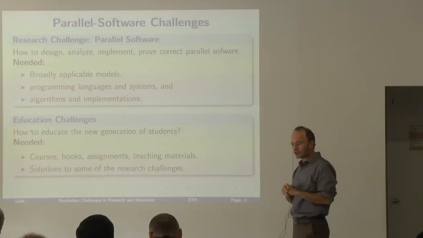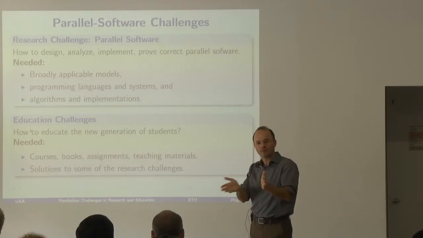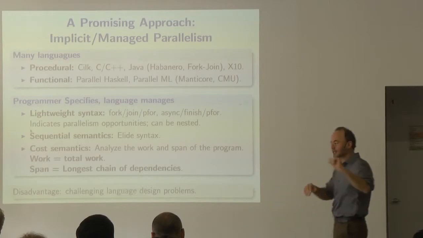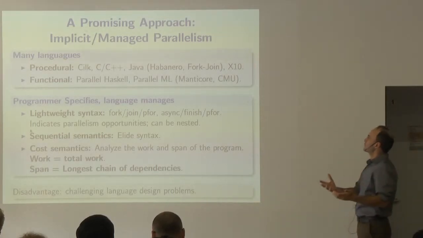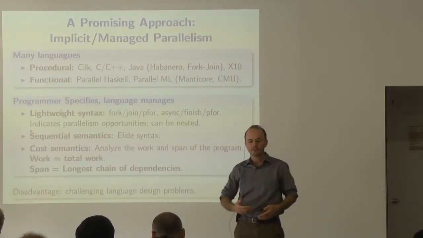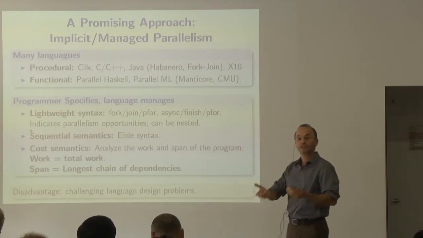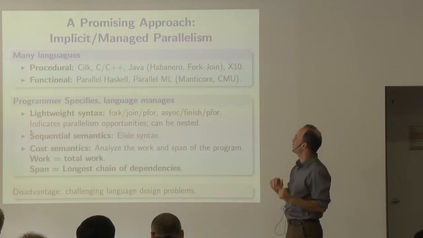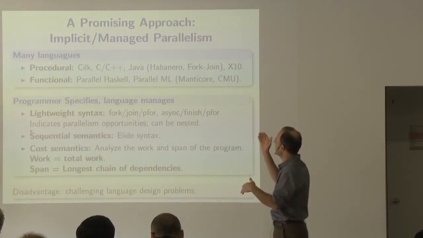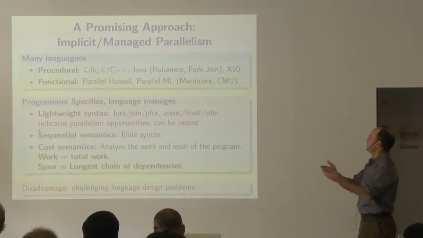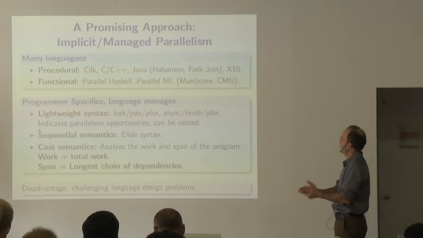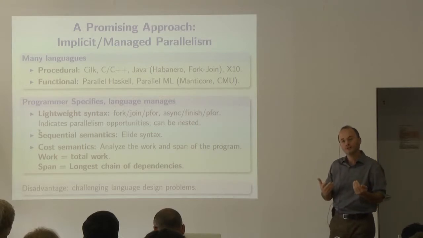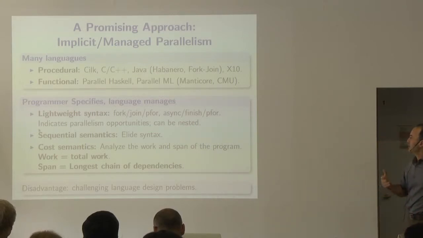So anyway, we've been working on this. In this talk, I'm going to give you an overview of what we've been doing to try to address these challenges. Our starting point is, again, as Vivek said, structured parallelism, sometimes called implicit parallelism, or managed parallelism. That's been shown to work quite well over the past 20, 30 years. It's been implemented in Cilk, C++, in Java, for example, as Habanero, also in the fork-join Java library, in X10. In the functional world, it's been implemented in Parallel Haskell, Parallel ML.